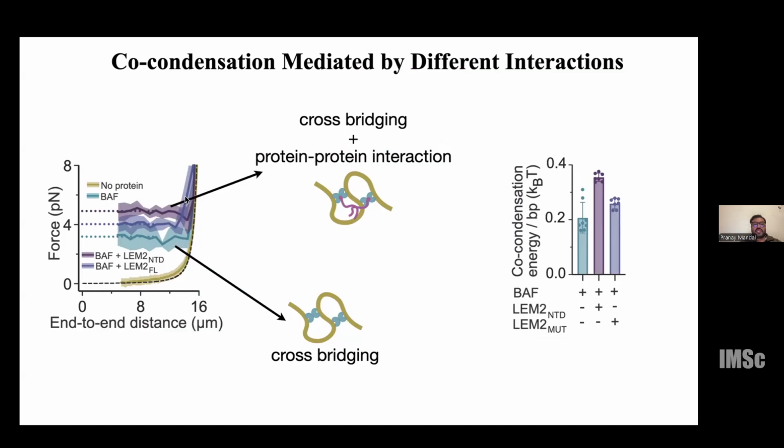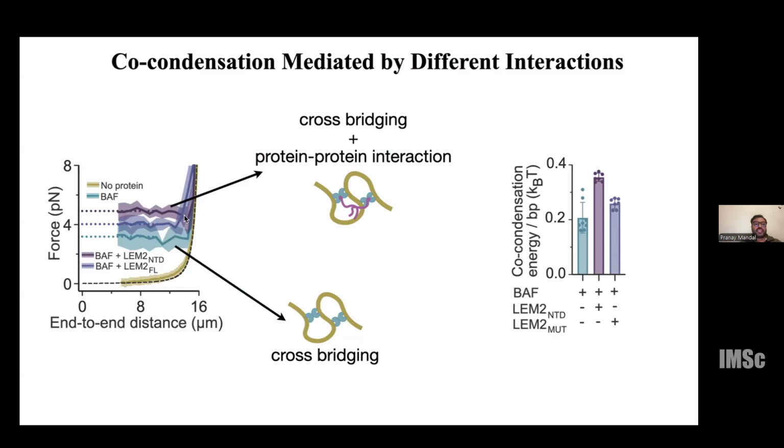This is happening because of the cross-bridging property of the BAF. But when you have LEM2, this is the other extreme. You have the LEM2 binding to the BAF, and this LEM2 has this IDR which can interact, and that results in an extra force, and that is also reflected in the energy calculations.